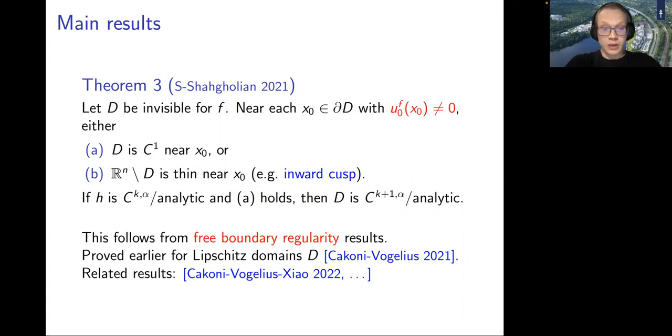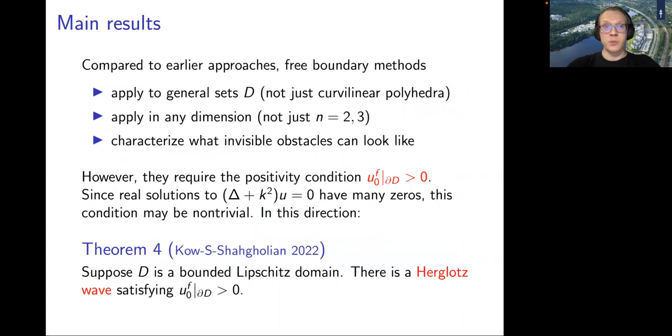And there are related results by Ciacconi, Vogelius, Chao, and some others. So this is kind of what you can say about the boundary of an invisible obstacle. It's exactly the same kind of behavior as you have for the free boundary in an obstacle problem, if you assume this non-vanishing condition for the incident wave, which these results always have. Okay, so these are some of the main results.